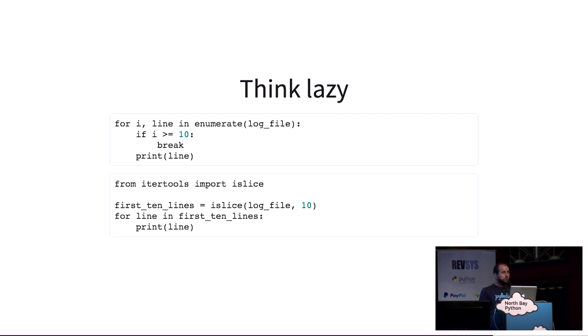This iterator, first 10 lines, allowed us to name something that didn't even have a name before. We had no first 10 lines variable. Our code now has an extra variable that makes it more descriptive. We didn't have first 10 lines before. Now we know when we look at this code, we are looping over just the first 10 lines of this file. Also, we got rid of that break statement, and break statements are kind of ugly. So iterators and generators allow you to restructure your code, often for the better.